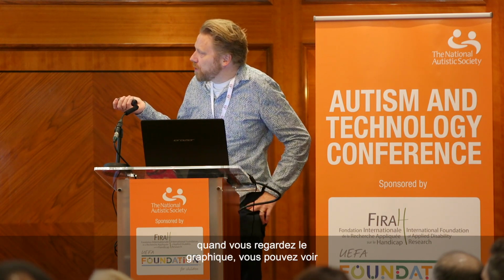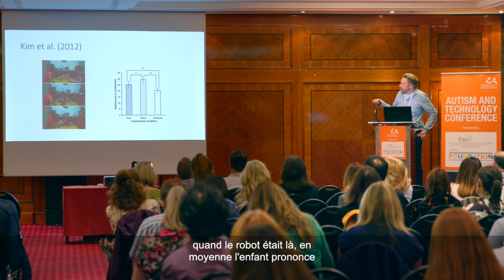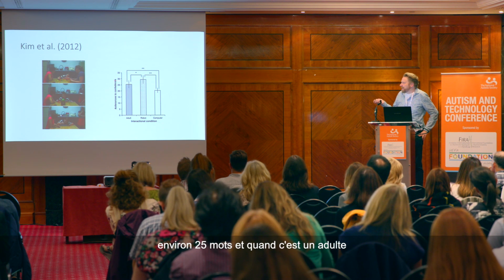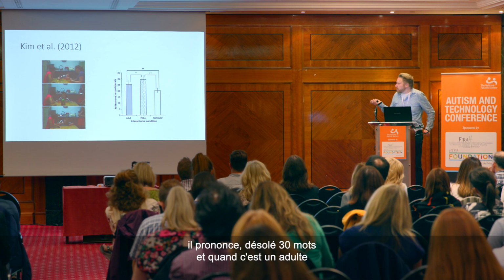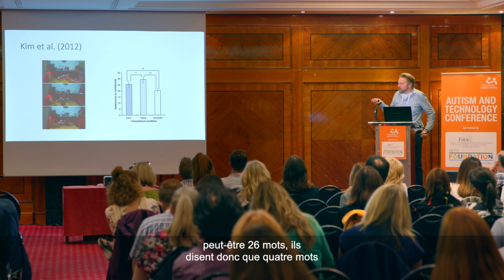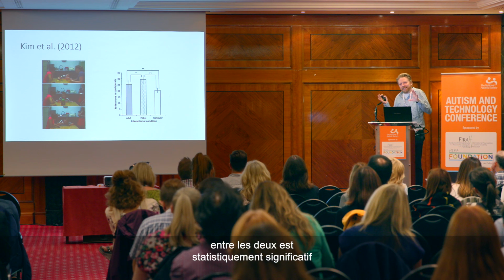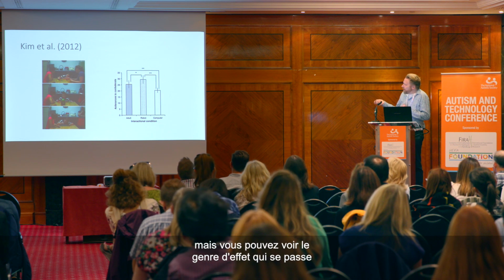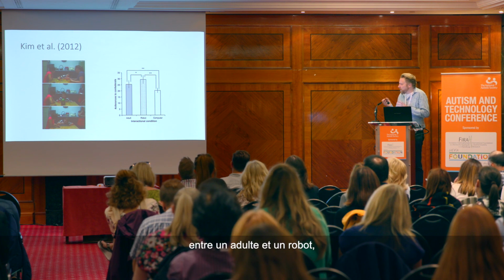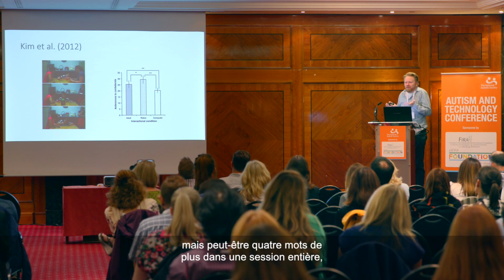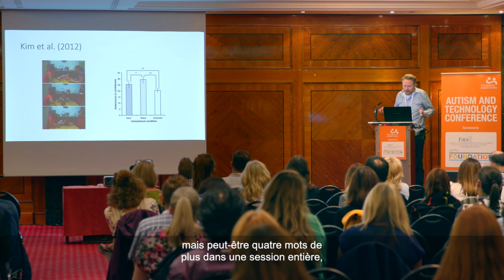But you can see here as well, this is statistically significant. When you look at the graph, when the robot's there, maybe on average they say about 30 things, and when it's an adult, maybe 26 things. So maybe they say 4 more words between these. This is statistically significant, but you can see the kind of effect that's going on between an adult and a robot. It is in that direction, and it is statistically significant, but maybe 4 more words in an entire session.